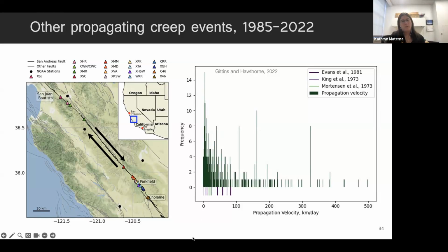The velocities that we're seeing on the Superstition Hills Fault and the Imperial Fault kind of fall right here in the region of maximum probability from these histograms. But this is showing us that the velocities can vary, and I'm not sure it's totally well understood why, or what controls the propagation velocity of a creep event on a strike slip fault.